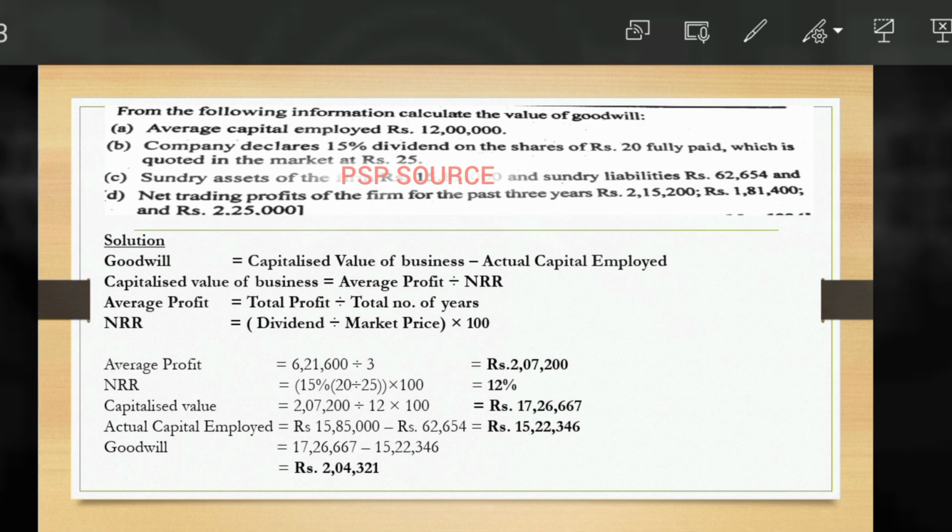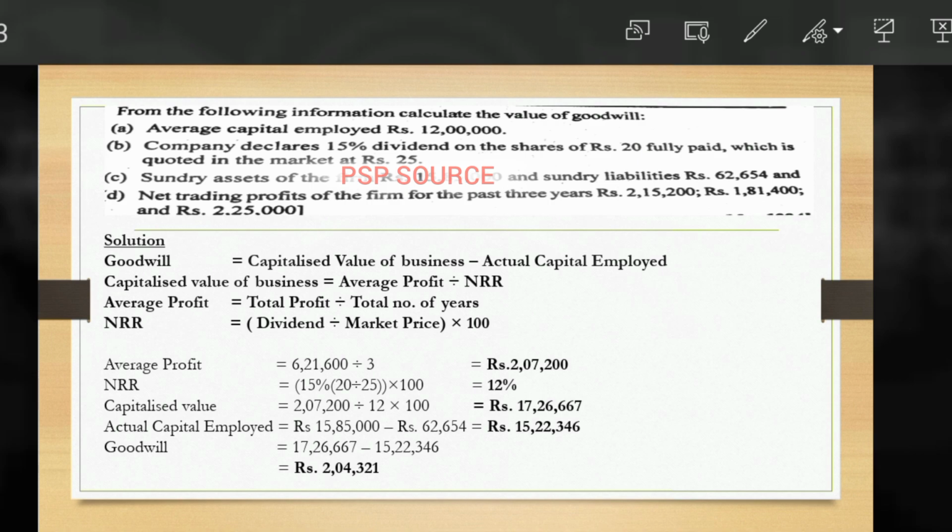First we have to calculate the average profit to get the capitalized value of the business. To calculate average profit, we have to add the profit for the 3 years and divide the total by 3. Now we got rupees 2,07,200 as the average profit.